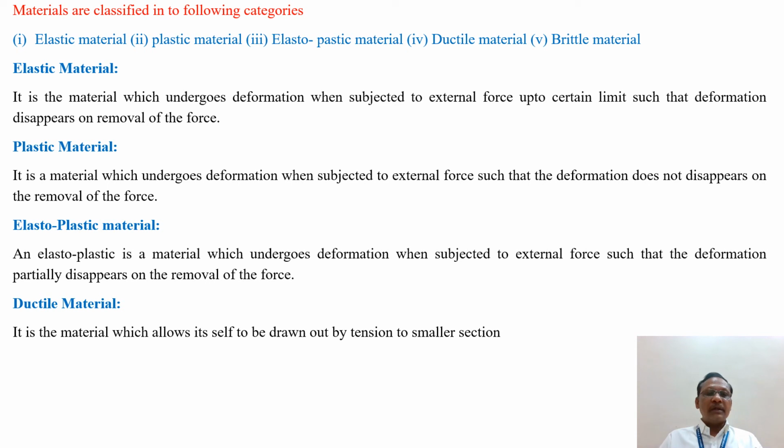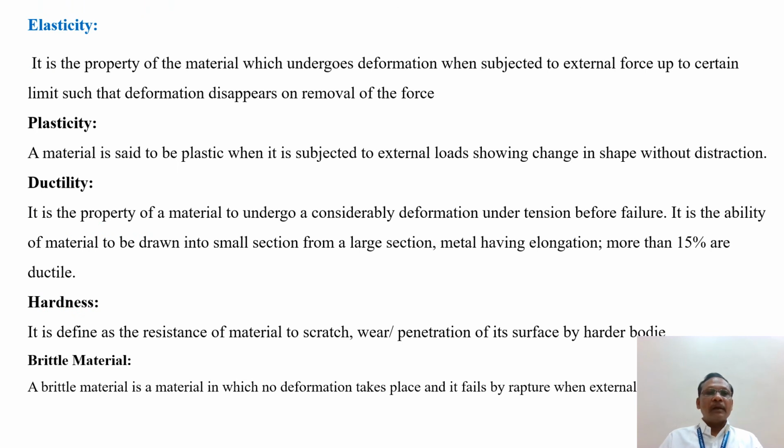The next type of material is a ductile material. It is the material which allows itself to be drawn out by tension to a smaller section. Elasticity is a property of the material which undergoes deformation when subjected to an external force up to a certain limit, such that the deformation disappears on removal of the force.